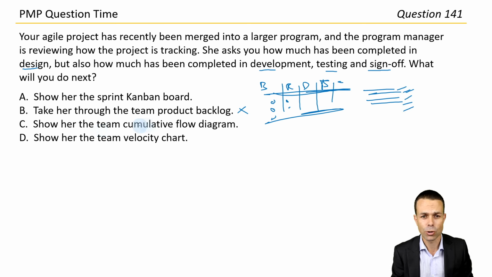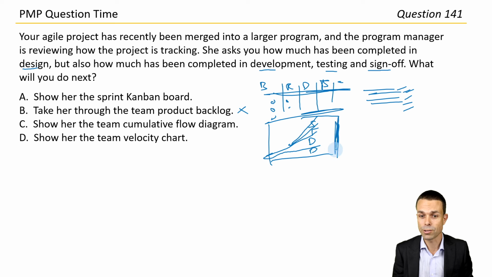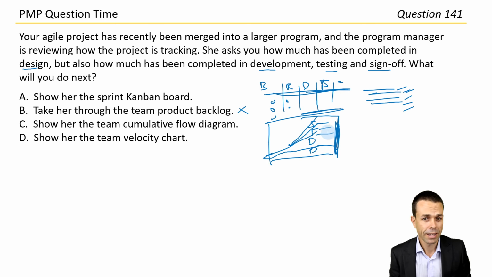Show her the team cumulative flow diagram. Okay, so a cumulative flow diagram is like a line graph, but it shows each phase. So maybe we've got all of these down the bottom here, and that's in design, and that's been completed. And then we've got in development, and then in test, and then in sign off. And so overall, that's all of the stuff, but here are the little different sections and where they've been completed and how much has been completed. So that is actually pretty good. That's not just for a sprint, that's over the whole project as well, or for the whole product. So I think that's pretty good, that one.